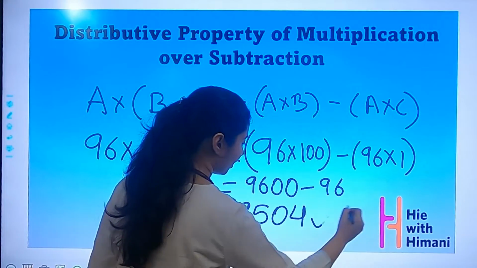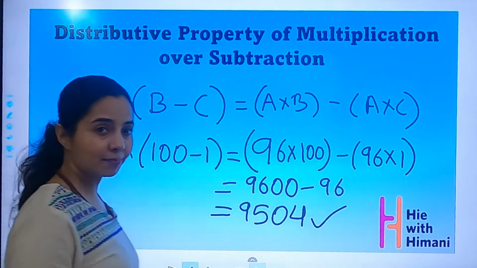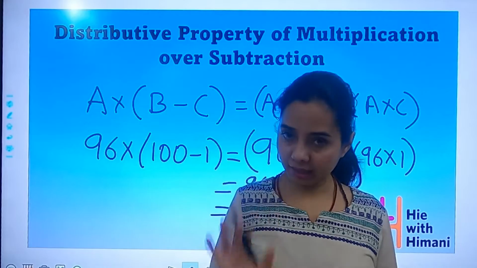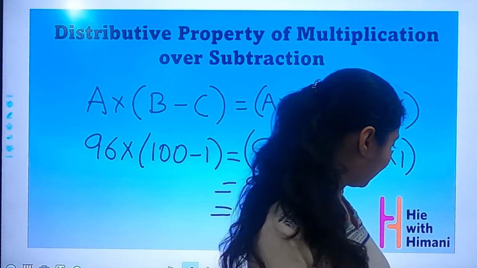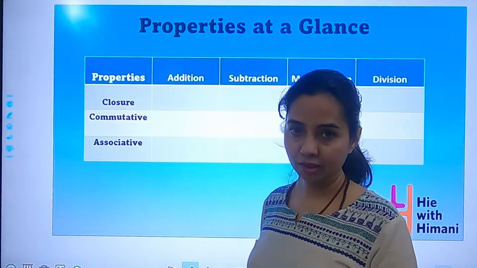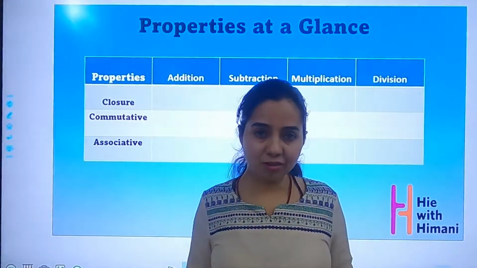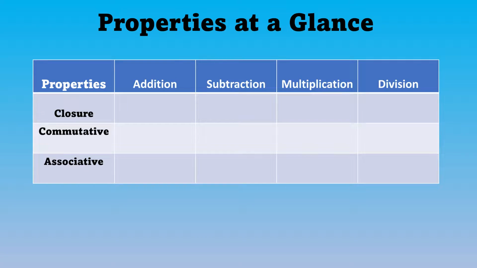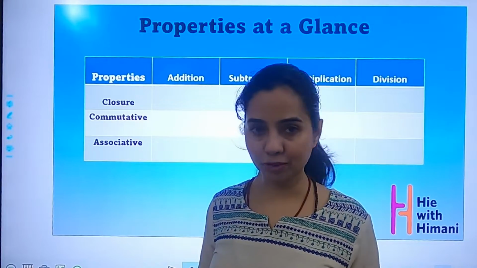So these are very, very interesting and helpful properties. I hope this is clear to you now. So can we have a quick glance of what we have done? The table is right in front of your screen. I want you to fill it up on your own: does closure property stand for addition, subtraction, multiplication and division? And again, restart the video and check along with me.